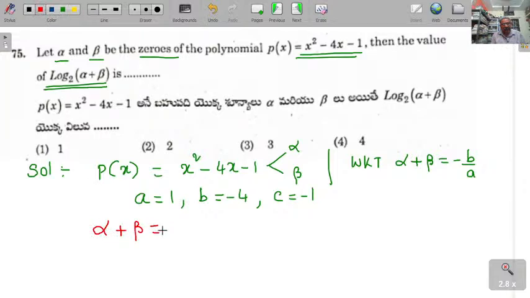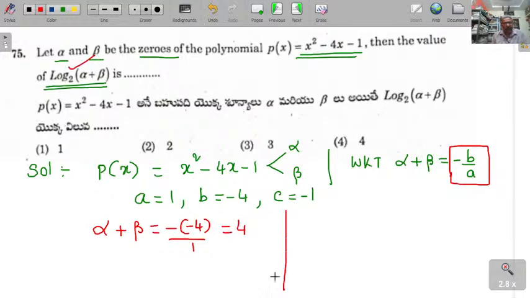Alpha plus beta is equal to, what is the formula? Minus b by a. That means minus coefficient of x by coefficient of x square. Am I correct now? So b is minus 4. So minus of minus 4 upon a value, which is 1. So this will be 4. But our answer is not alpha plus beta. Our answer is this one.